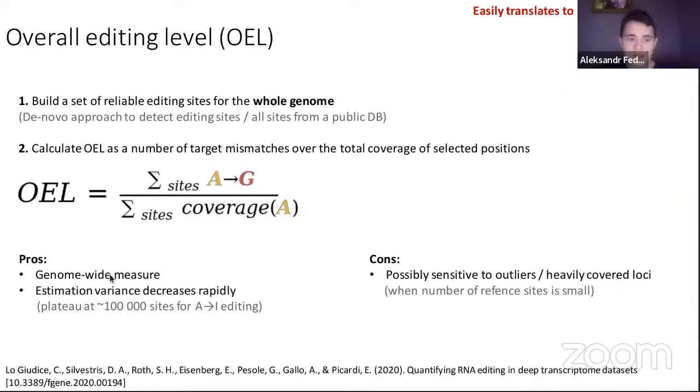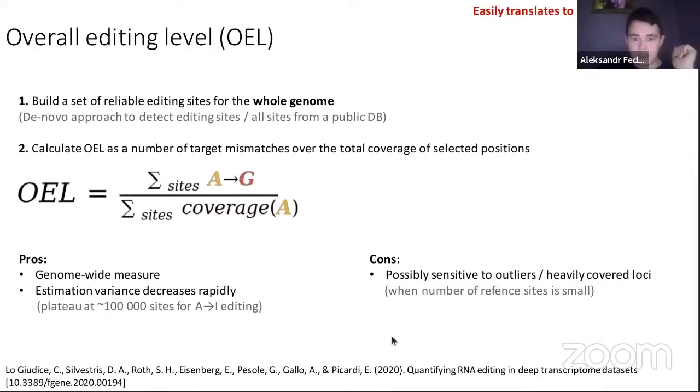The good fact is that the variance associated with this overall editing level measure decreases rapidly, at least for adenosine to inosine substitutions. We reach a plateau at approximately 100,000 sites, which is not that much for humans. We have millions of editing sites in humans. However, again, it's possibly sensitive to outliers: where you have a single, extremely covered site, this overall editing level will be skewed because sites are pooled with an average across sites.